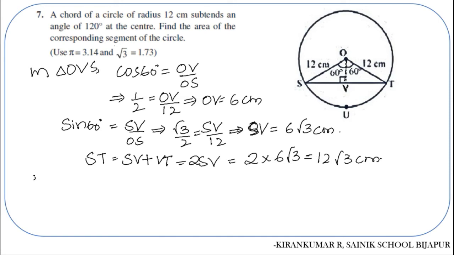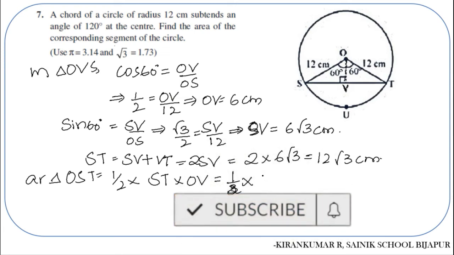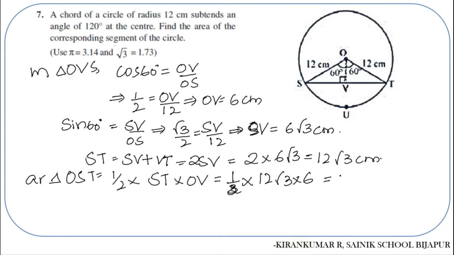I'll find out area of triangle OST. It is half into base, which is ST, multiplied to the height OV. We have found the height OV. So half multiplied to the base is 12 root 3 multiplied to 6. We get it as 36 multiplied to 1.73, because root 3 value is 1.73. On multiplying we get 62.28 centimeter square.